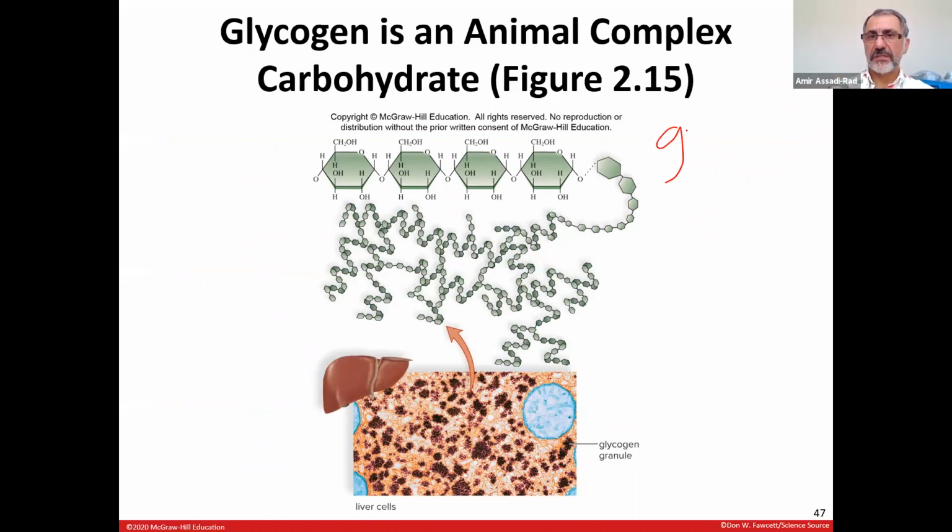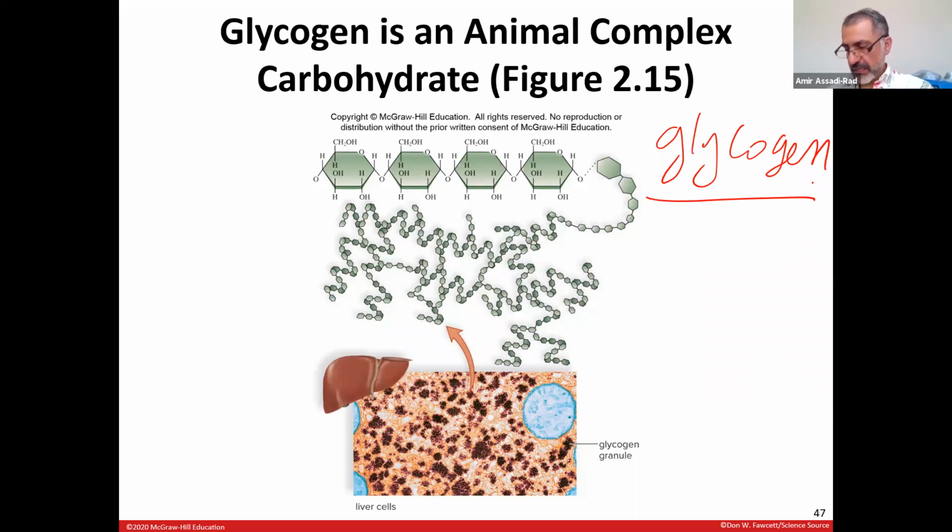Make sure you're familiar with these terms. Later on during the semester, we need these terms so you can understand the digestive system, the respiratory system, everything else.